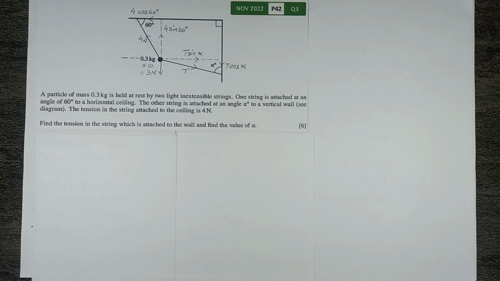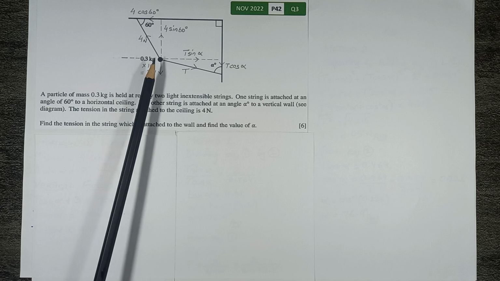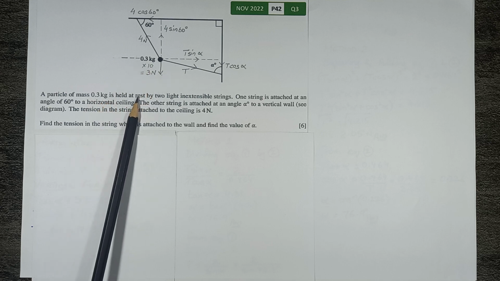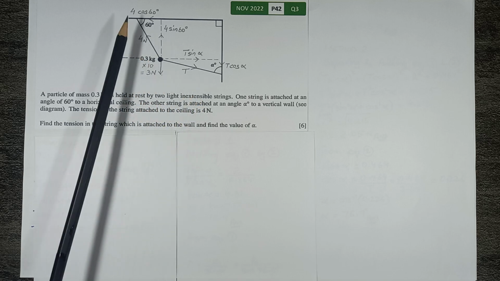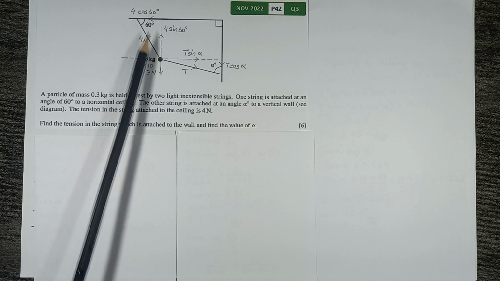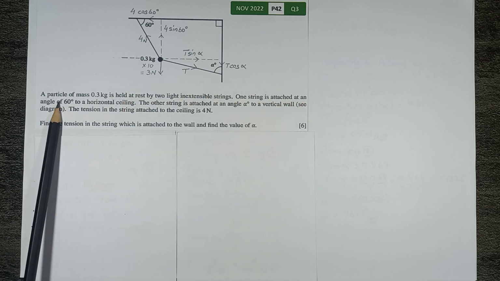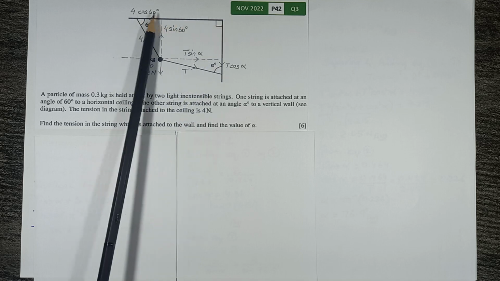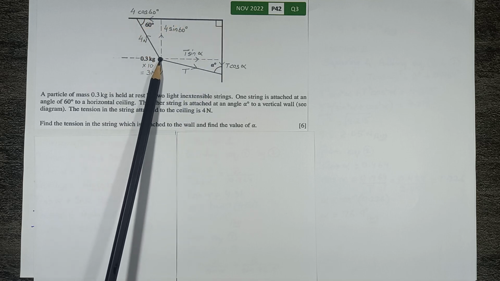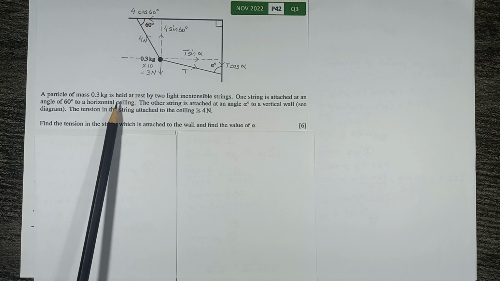Hello everyone. We have a question which says that a particle of mass 0.3 kg over here is held at rest. Rest means equilibrium, by two light inextensible strings, this one and this one. One string is attached at an angle of 60 degrees to the horizontal ceiling. This is a horizontal ceiling, and one string is attached to the particle making an angle of 60 degrees to the horizontal ceiling as per the statement.